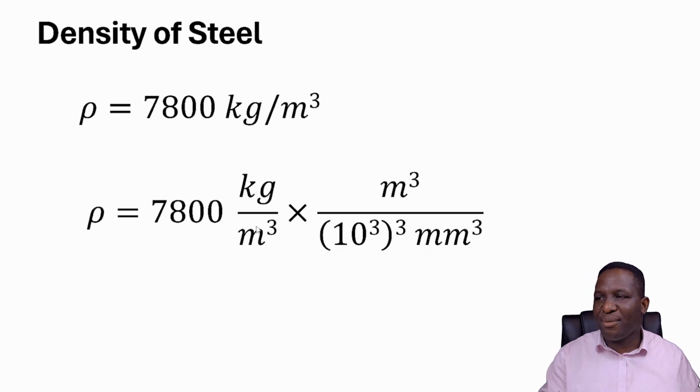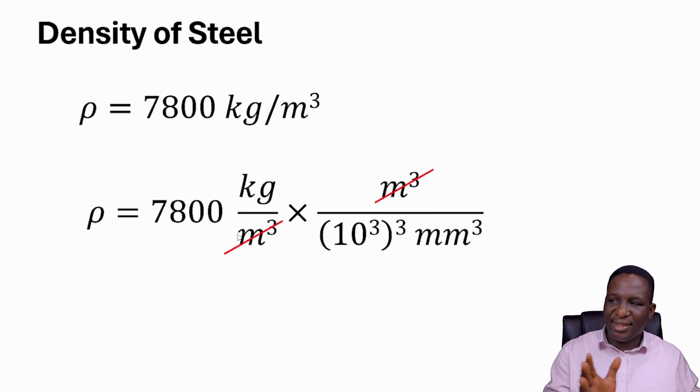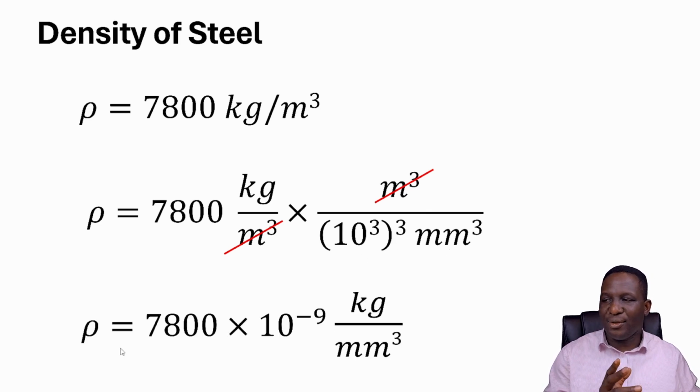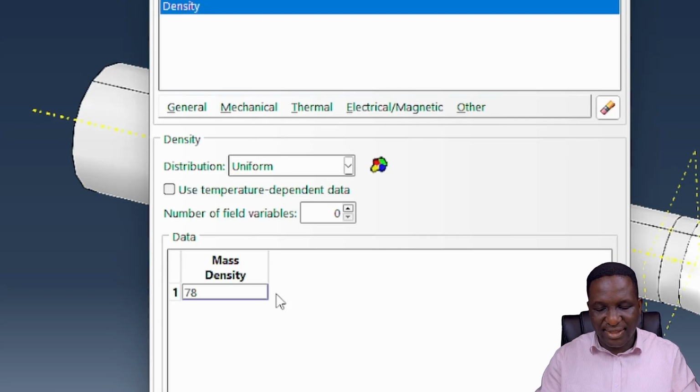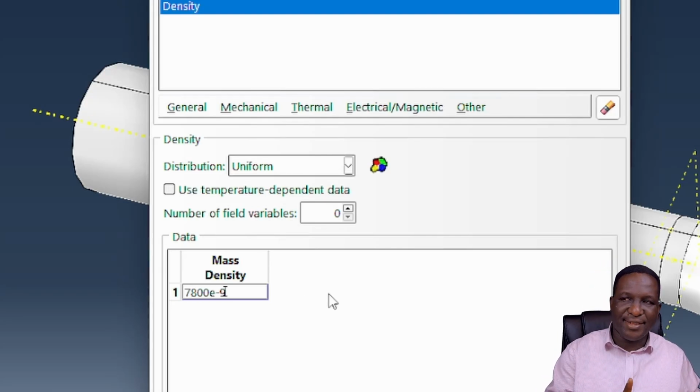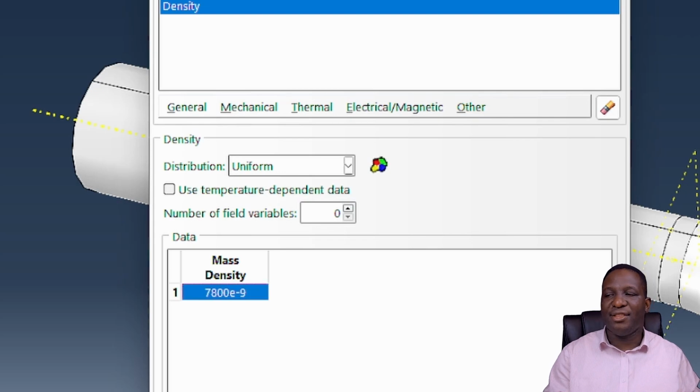And so kilogram per meter cubed, if we multiply by 1 meter cubed, that's the same thing as 10 to the power 3 cubed times millimeters cubed. And then with this we can cancel out the meters, leaving kilogram per millimeter cubed, but that means we then have to factor in this 10 to the power 9. So our density will have to be 7,800 times 10 to the power minus 9. So here in ABAQUS, we'll put 7,800 e to the power minus 9 for density, which is the first term in this model.